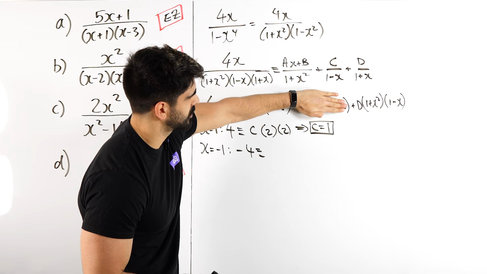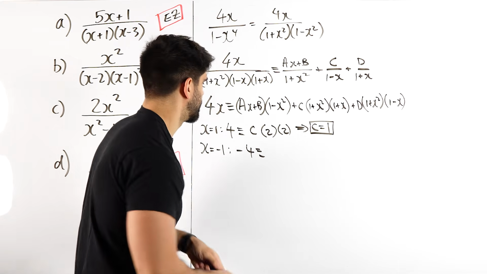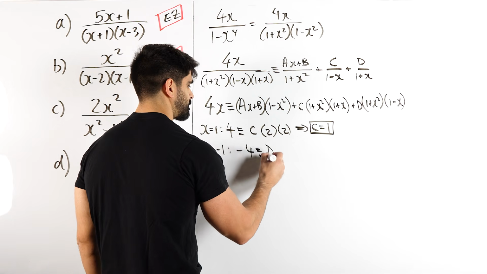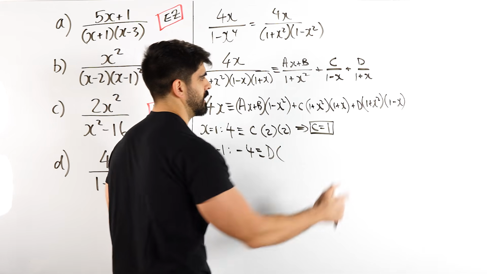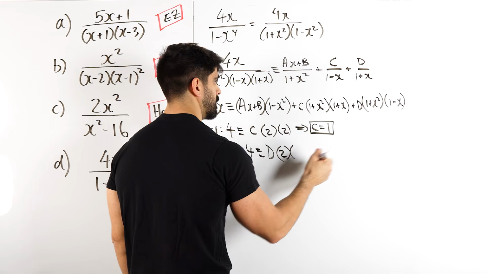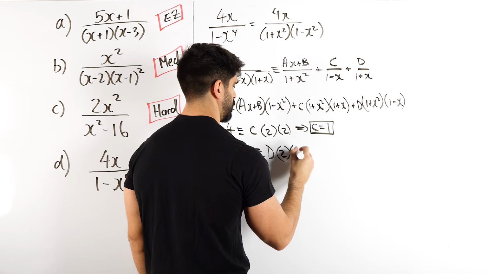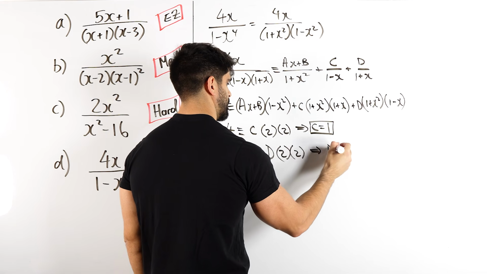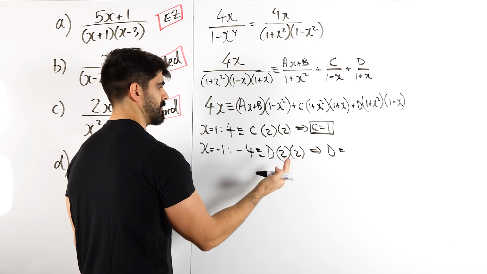Thank God. So that's going, and that's going. We're just going to get the d term. So we have d, lots of 1 plus 1, 2, 1 minus minus 1, 2. D is, so that's going to be minus 1, isn't it?